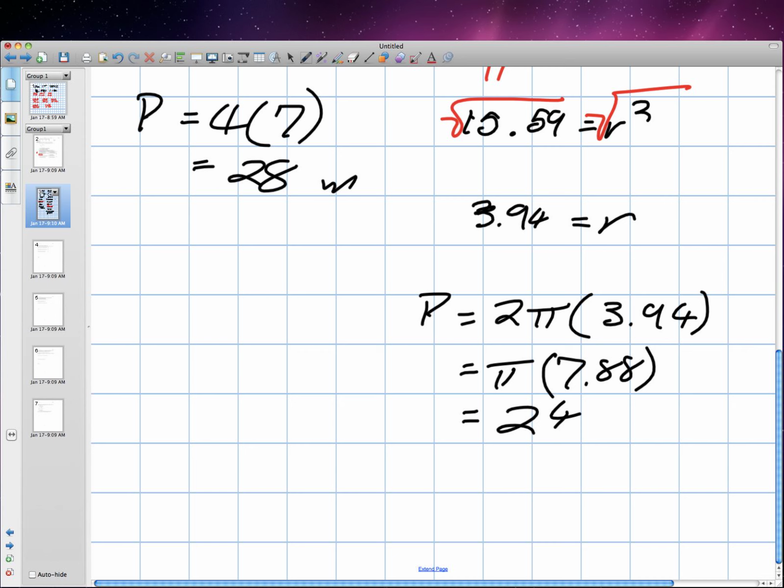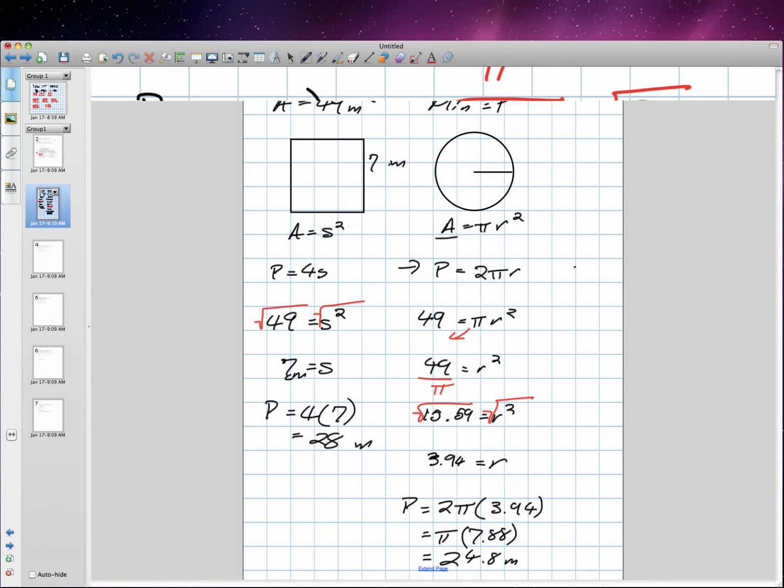So when we take a look at this question, the square has a larger perimeter with the same area. So the most efficient shape we had was the circle.